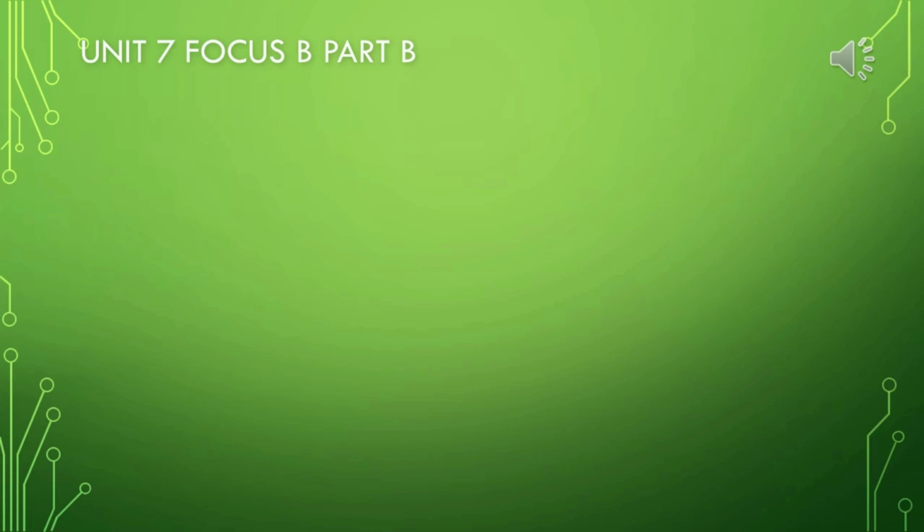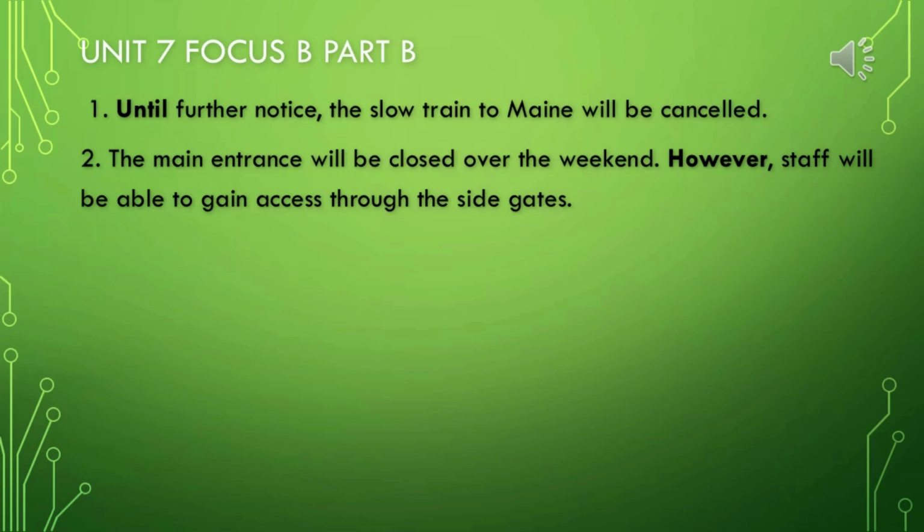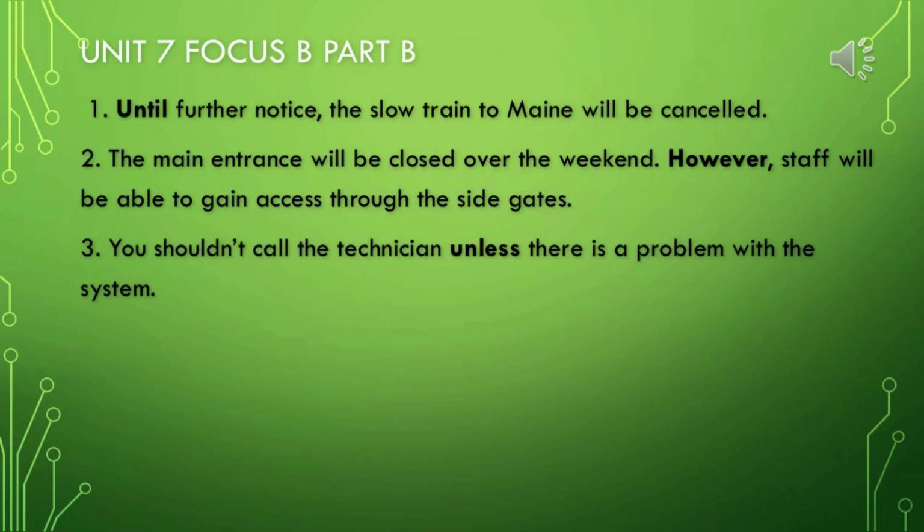Unit 7, Test Tactic B. 1. Until further notice, the slow train to Maine will be canceled. 2. The main entrance will be closed over the weekend. However, staff will be able to gain access through the side gates. 3. You shouldn't call the technician unless there's a problem with the system.